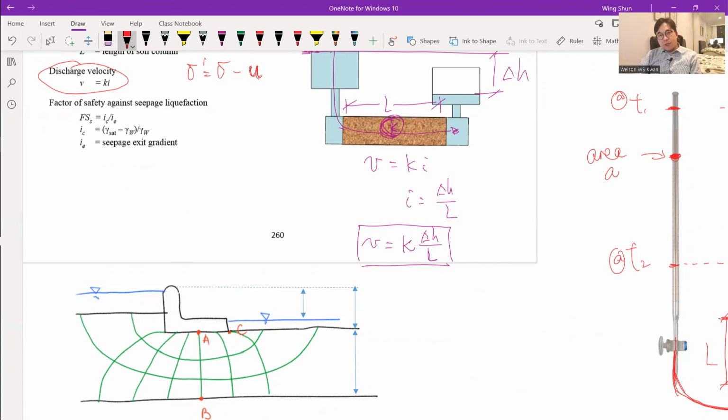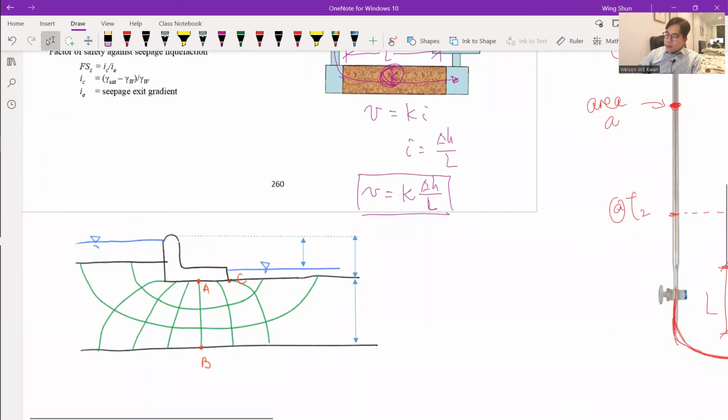So you find the equation here, the factor of safety against seepage liquefaction, which is i sub C divided by i sub E. So i sub C is this equation: the saturated unit weight minus the water unit weight, divided by the water unit weight. And i sub E is the seepage exit gradient. So what is the exit gradient? Usually you can visualize it or try to understand it through a flow net.